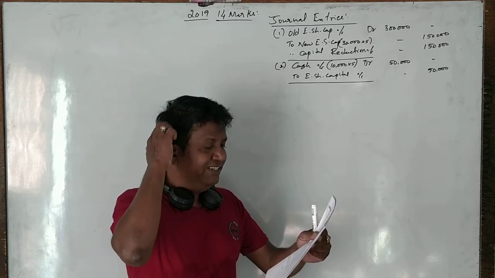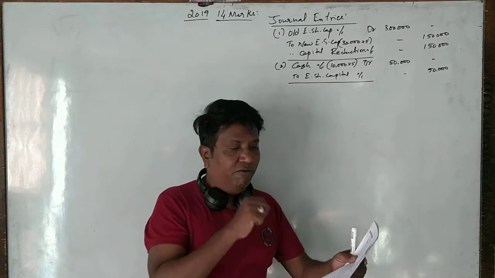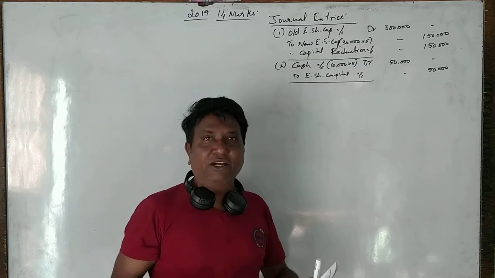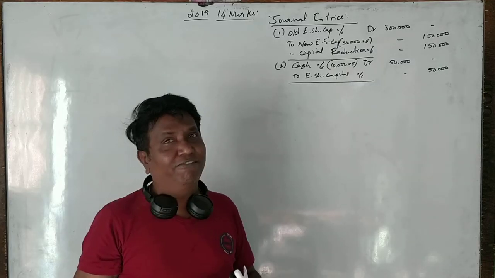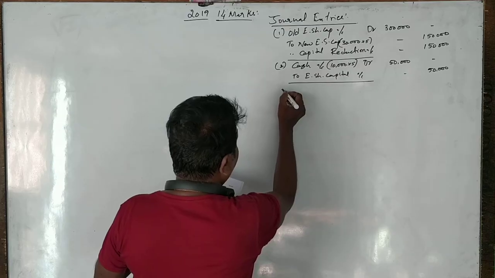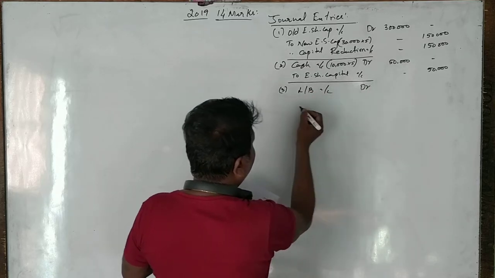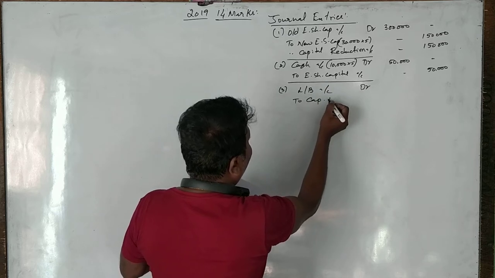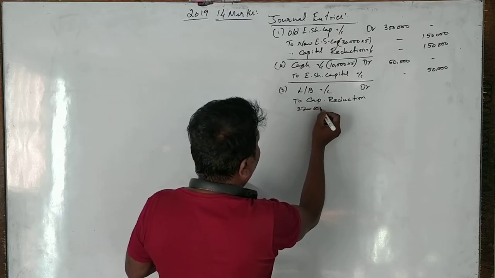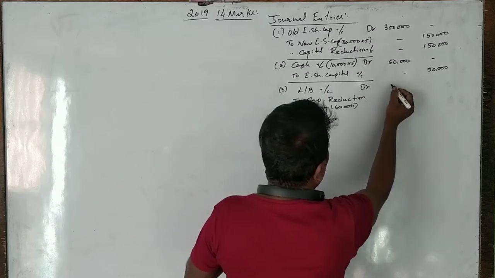And the second adjustment is land and building should be valued at 2,20,000. See, the land and building is 1,60,000 and it is increased from 1,60,000 to 2,20,000. There is an appreciation in the value of the land and building. If there is an appreciation in the land and building, we first take land and building account debit to capital reduction account. See, 2,20,000, old value was 1,60,000, and totally 60,000 is increased.